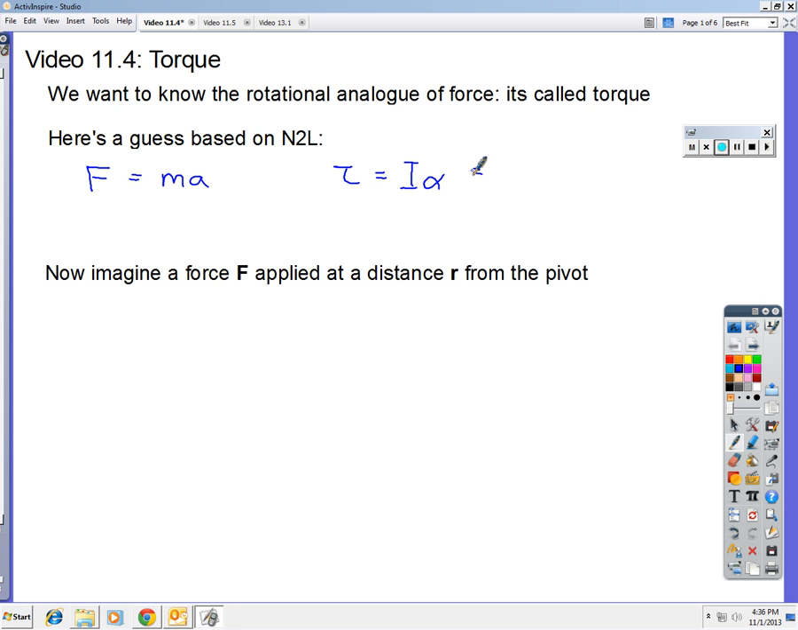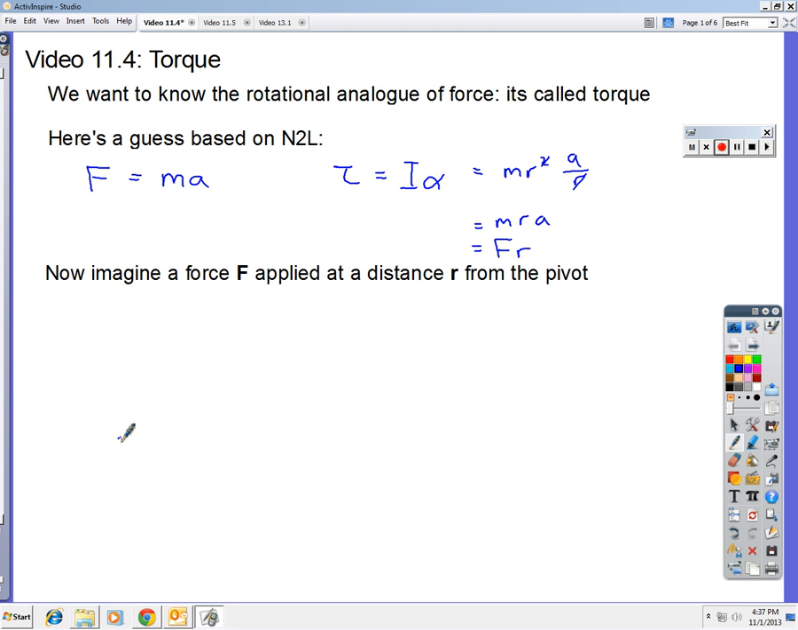And we know that I equals mr squared, or pretty much, that's the dimensions, and alpha is a over r. And so torque we expect to be m times r times a. But ma is force, and so we expect the torque to equal force times distance. And that is precisely what it is, except we need to interpret the distance a little bit.